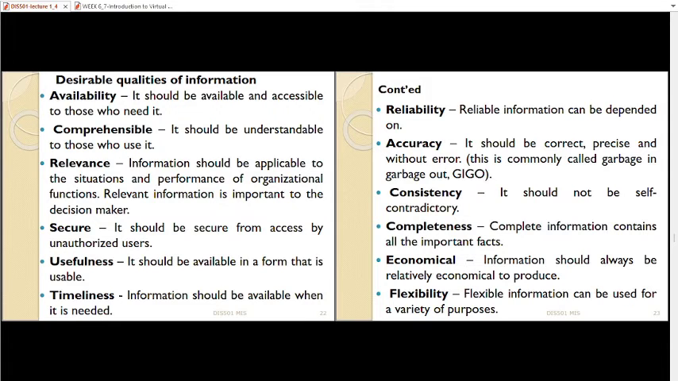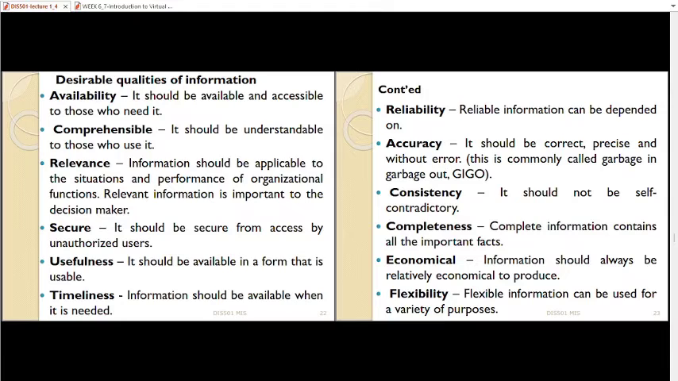that can be used for the purpose of decision making. We have desirable qualities of this particular information. It should be available whenever you need it, and comprehensible, something that you can easily understand. So don't use complex terms when you're trying to explain simple things. It must be relevant, secure, useful, and timely. Information should be available when it is needed.